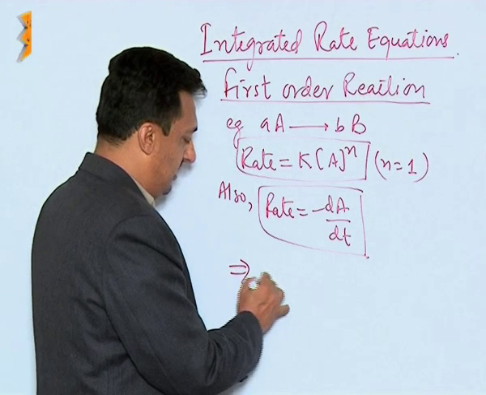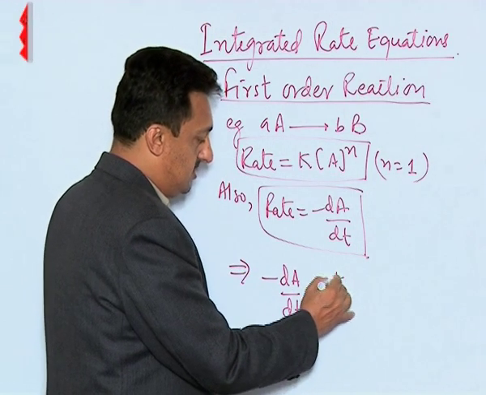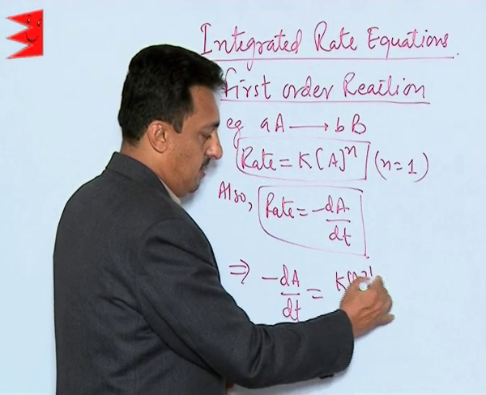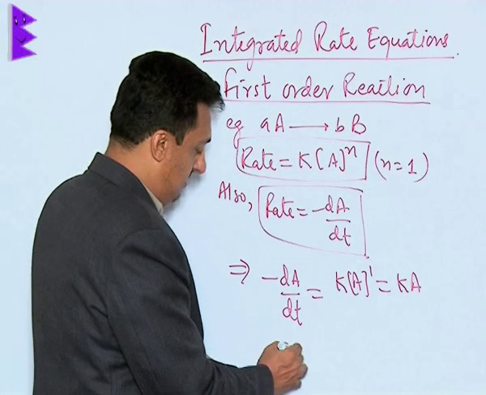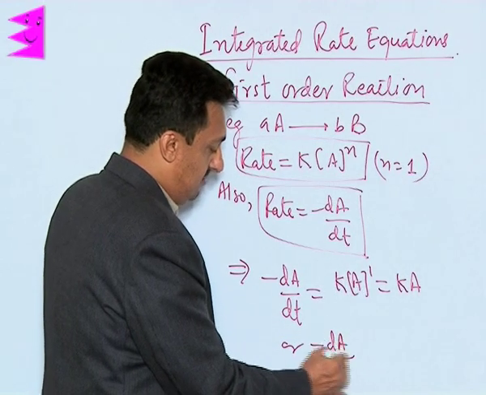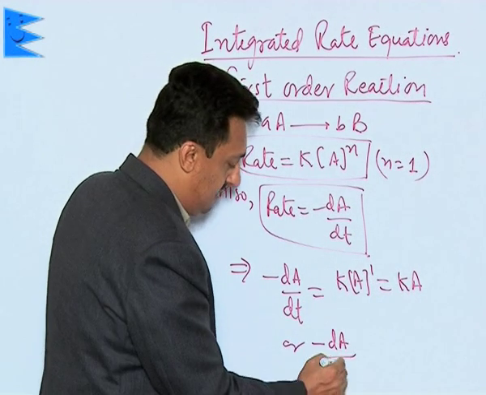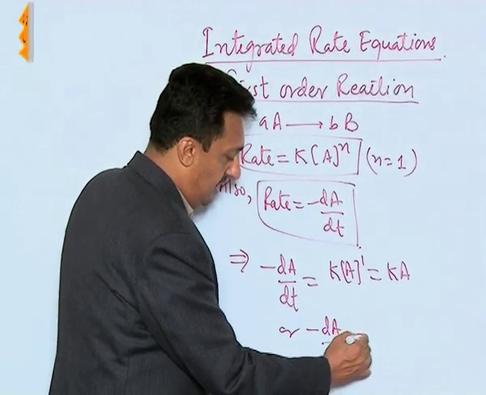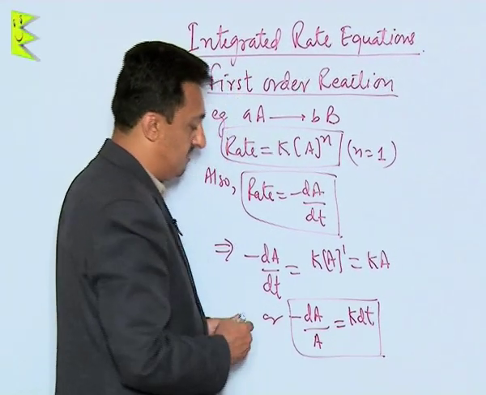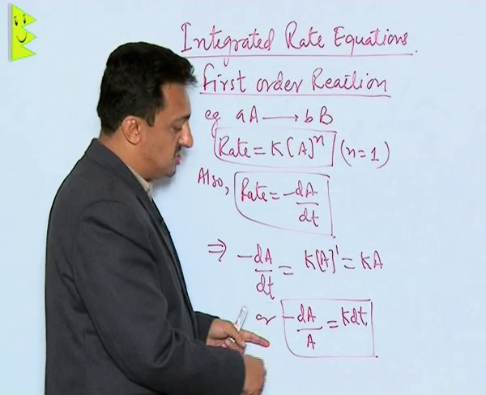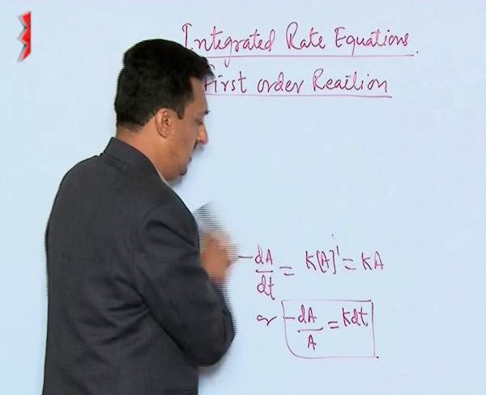So what we can make out is that minus dA by dt is equal to K A to the power 1, which we write as K A. Now this same equation can be written as minus dA over A is equal to K dt, because we bring the A here and exchange the A with the dt. So this is the equation we get. Now we have to integrate this equation taking the limits. Let us see here how it can be done.